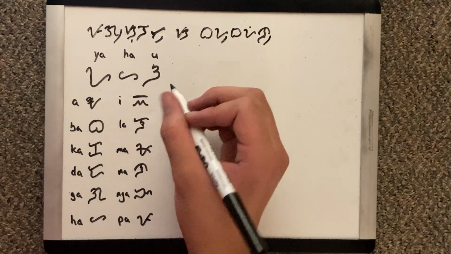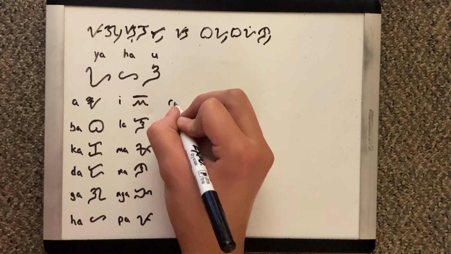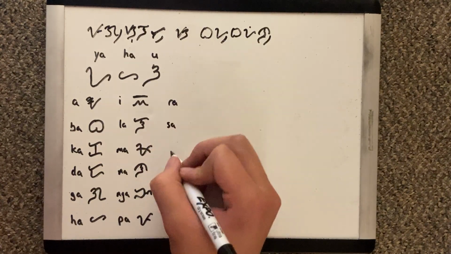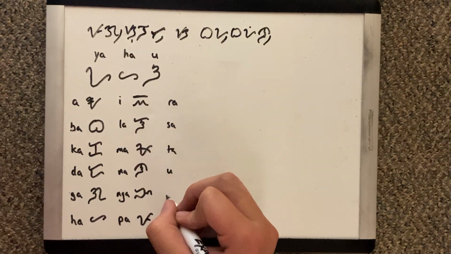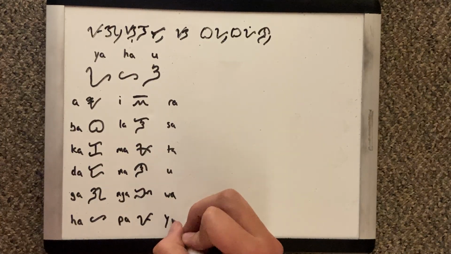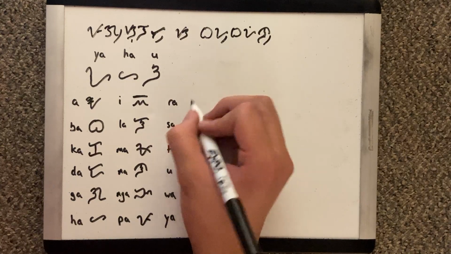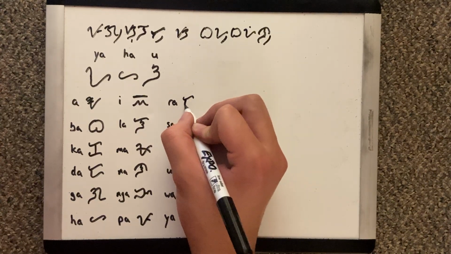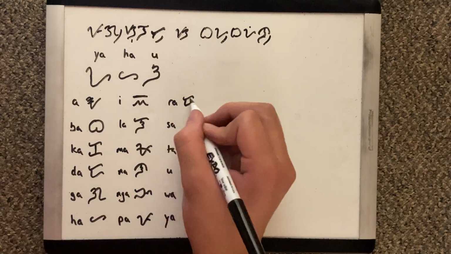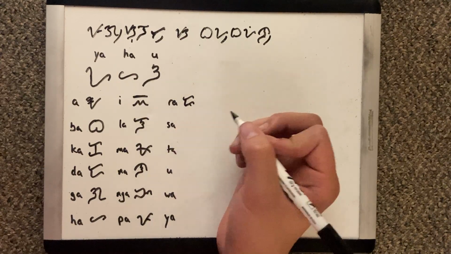And then the last set of 6: ra, sa, ta, u, wa, ya. For the ra, for this version at least, we'll take the da character, which is a ha and a ya, and then have a dash at the bottom.